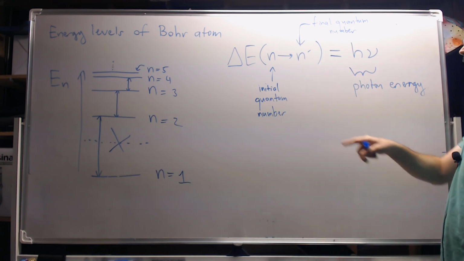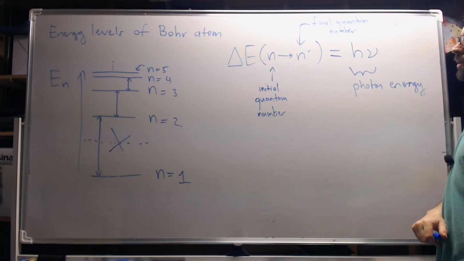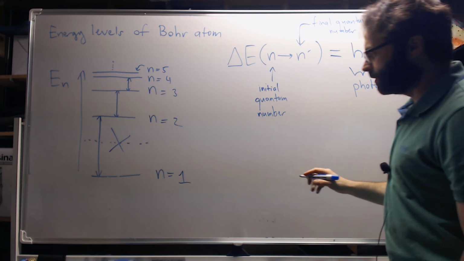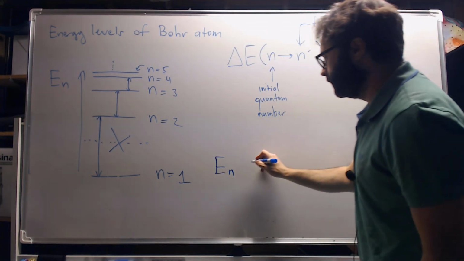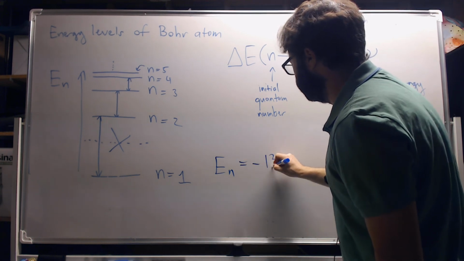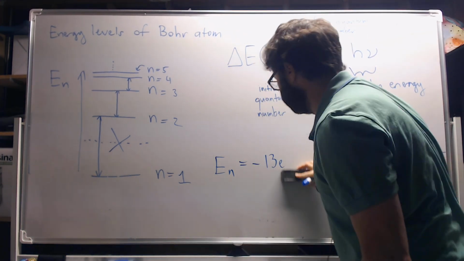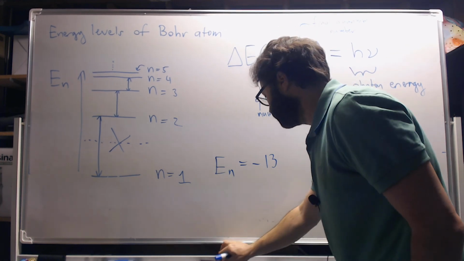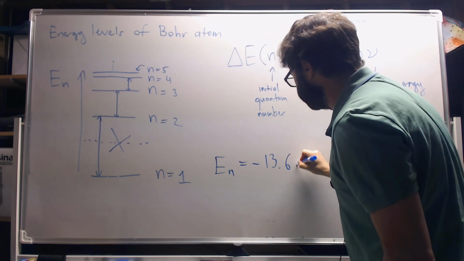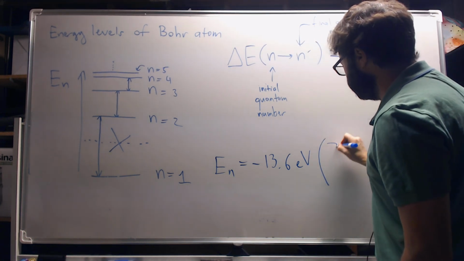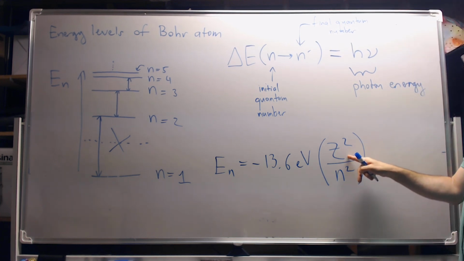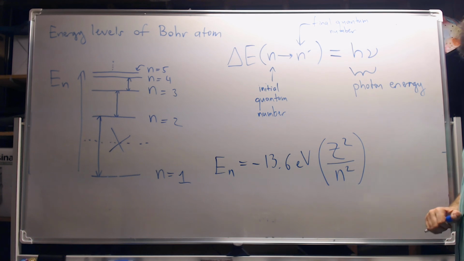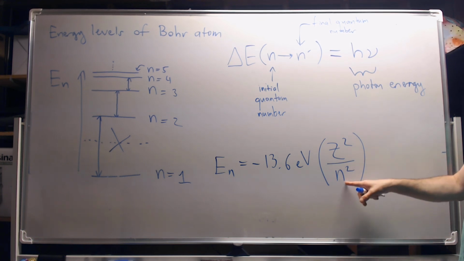Let's take this a little bit further. What is delta E as an electron goes from n to n prime? Well, let us remind ourselves that we said that the energy of the electron in the atom looks like minus 13.6 electron volts times Z squared over n squared, where Z is the charge in the nucleus. If it's hydrogen, it's plus 1. If it's helium, it's plus 2. n is the quantum number.